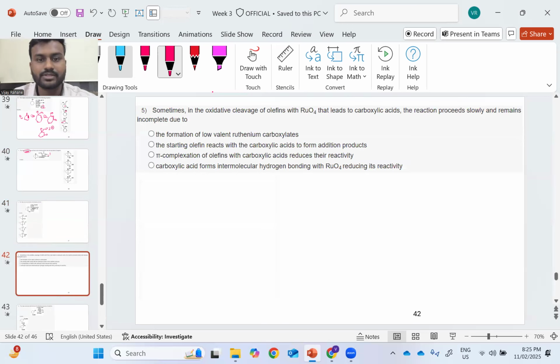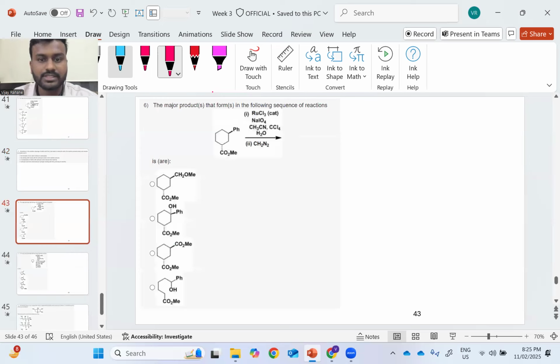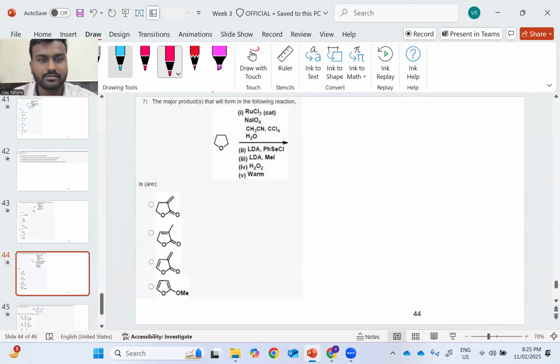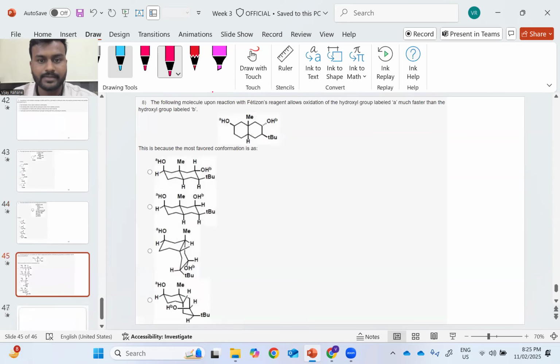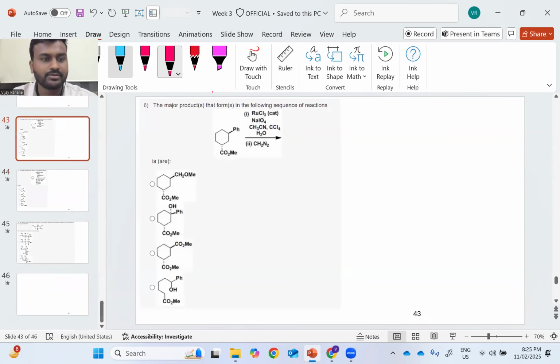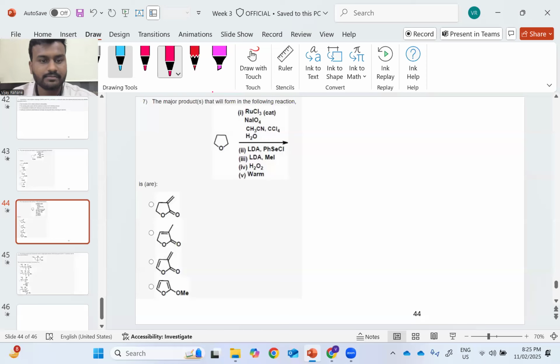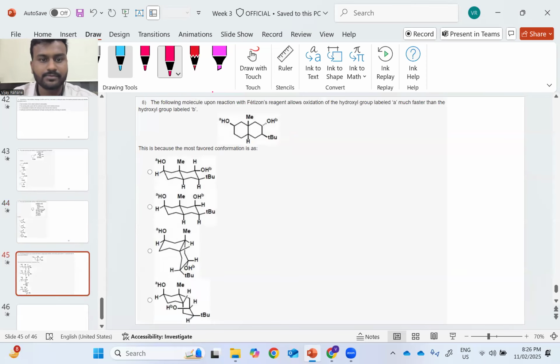The fifth question is based on the ruthenium RuO4 oxidation. The sixth question is based on the same RuCl3, NaIO4 oxidation, in the presence of acetonitrile and carbon tetrachloride. So this is the sixth question. The seventh one is also similar, based on ruthenium trichloride. All these questions you can solve if you just look at the videos of the 14th lecture and 15th lecture. That's much more than enough.